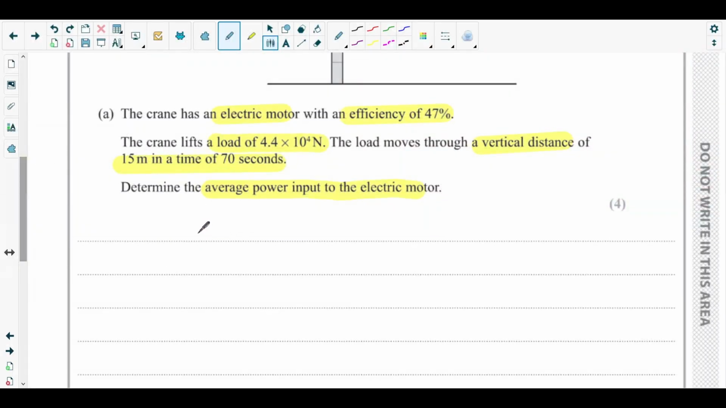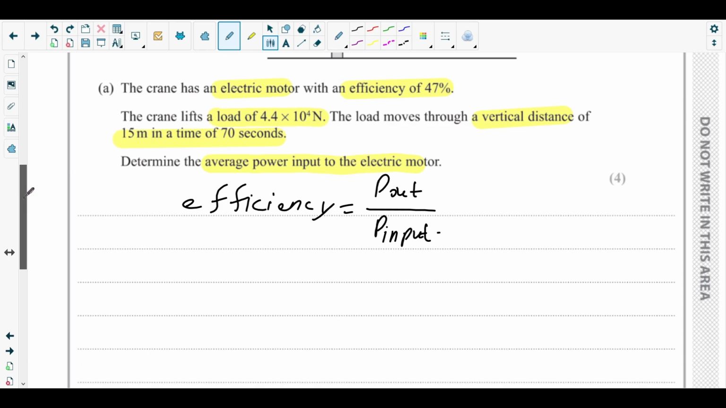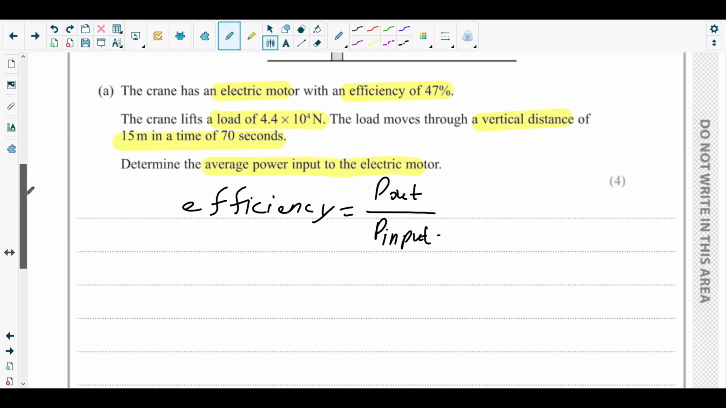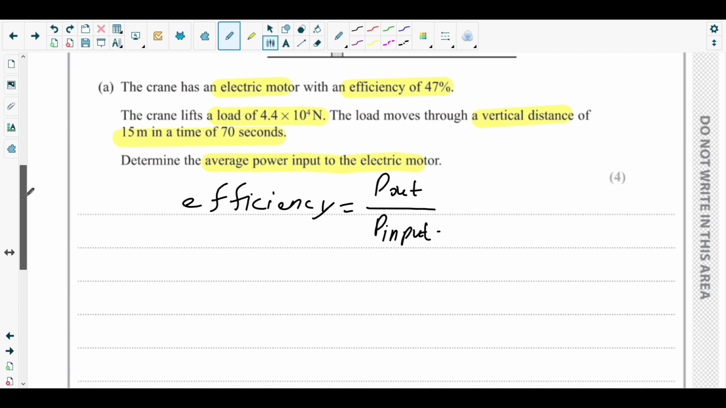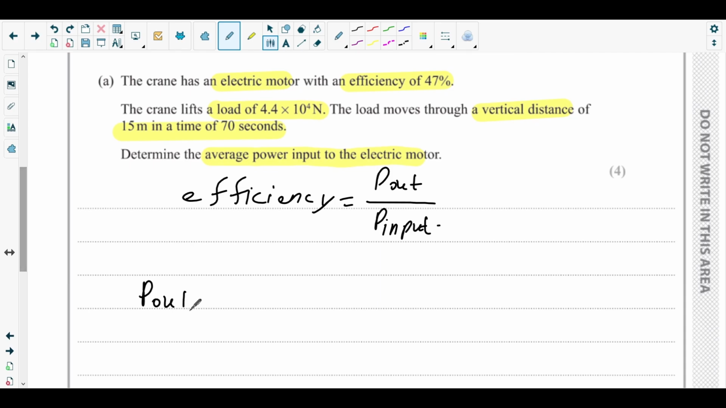So efficiency equals what? Efficiency equals power output over the power input, right? So we need to find out the power input. For that we need to know the power output and the efficiency. Efficiency is given. So let's figure out the power output. Power output is the rate of energy transfer, right? So this is weight times the distance traveled, that is Fs. In that case it is mgh.